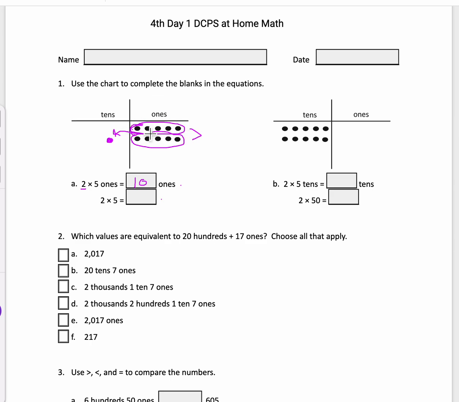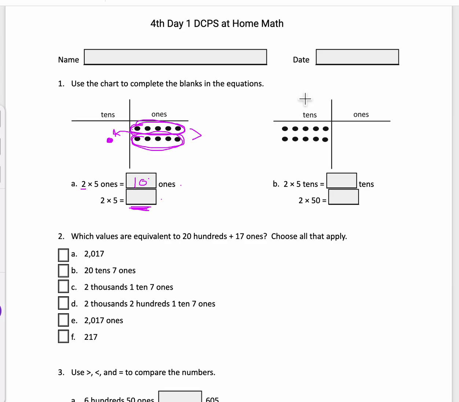1 group of 5 plus 2 groups of 5 gives me 10 ones, okay? So that's the unit form, and then they're asking for standard form. So by yourself, I want you to place the answer, what 2 times 5 is, right here on your own, okay? I'll give you time to do that.